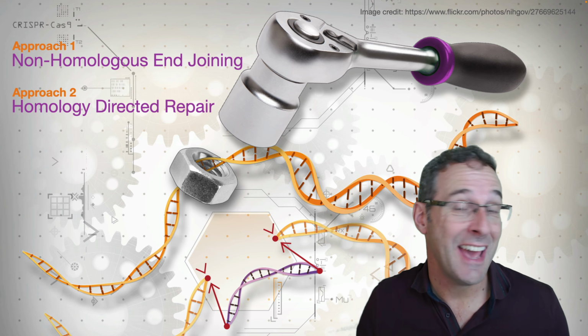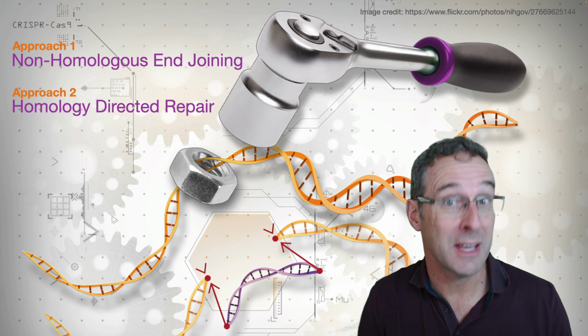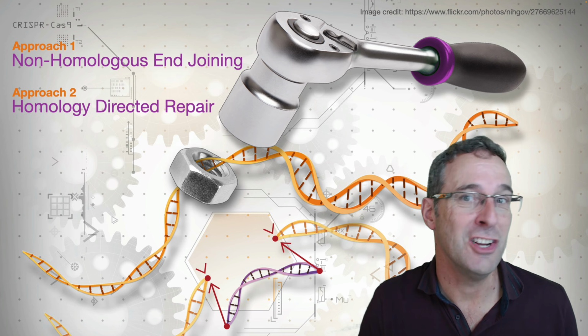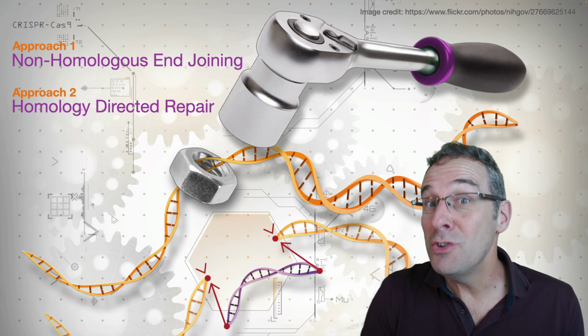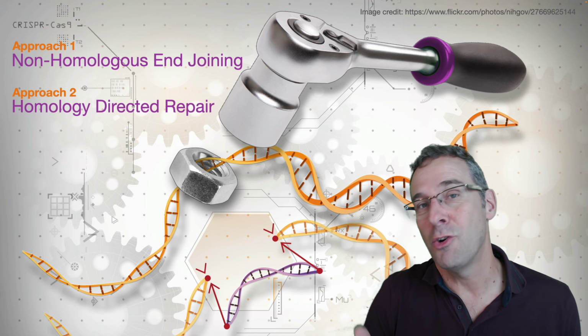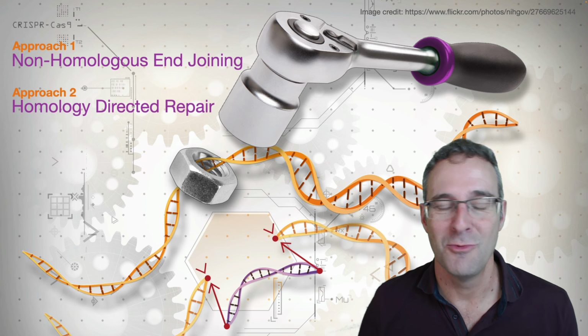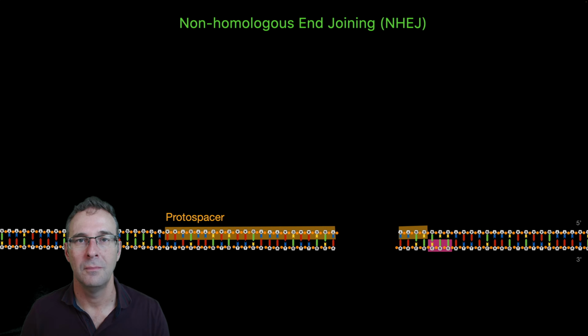Let's look next at how scientists are able to use CRISPR-Cas9 in order to precisely edit the genome of a species. There are 2 approaches to doing this. We call them non-homologous end joining and homology-directed repair. We'll look at both of those.